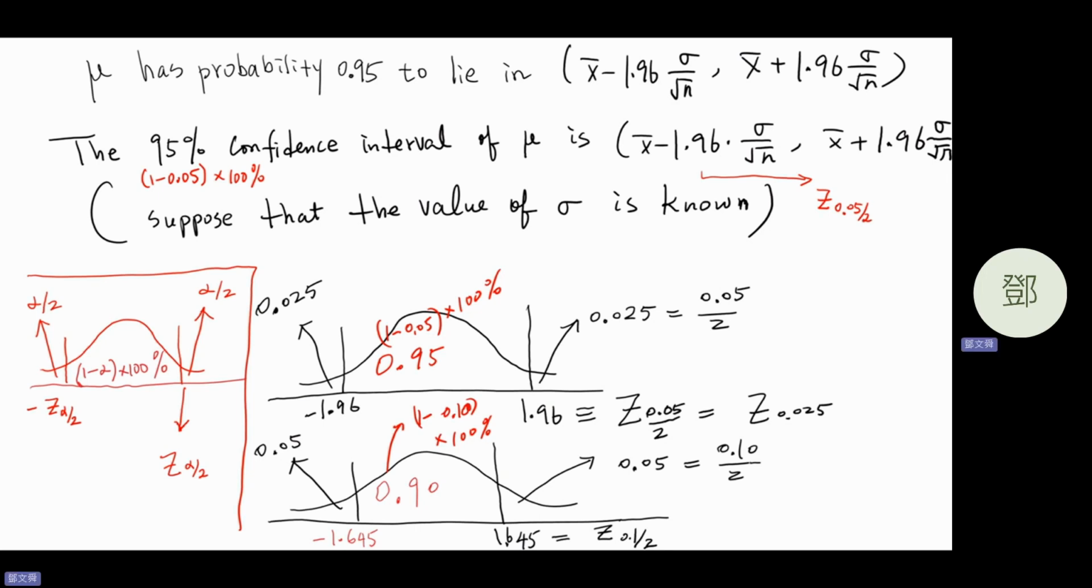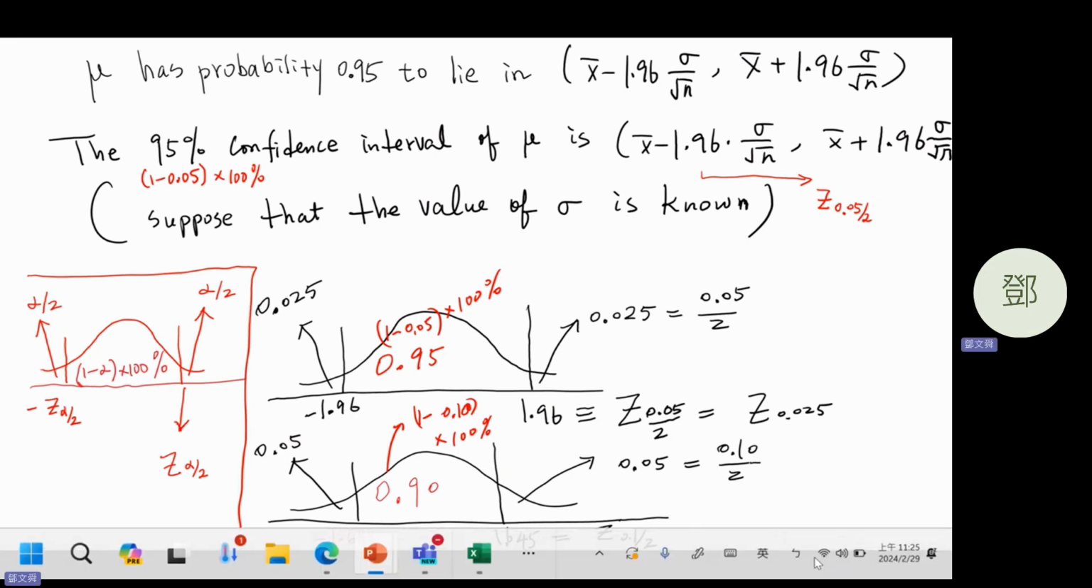So 95%, 0.05. Now here it is 0.05. And how to generalize? This is how we generalize. Next slide.